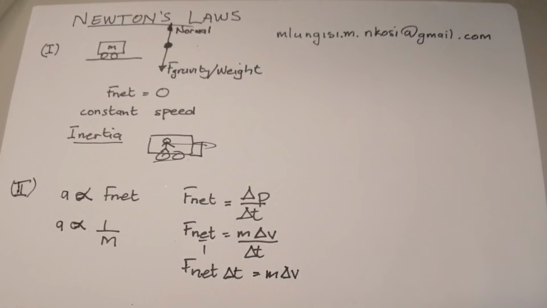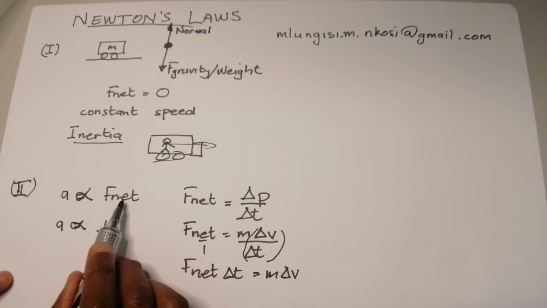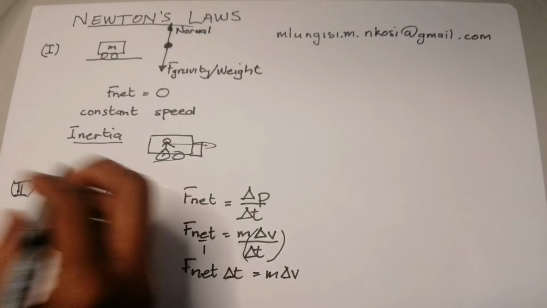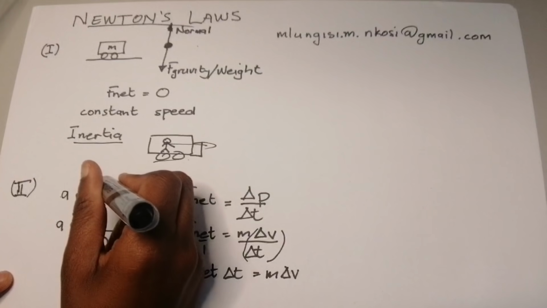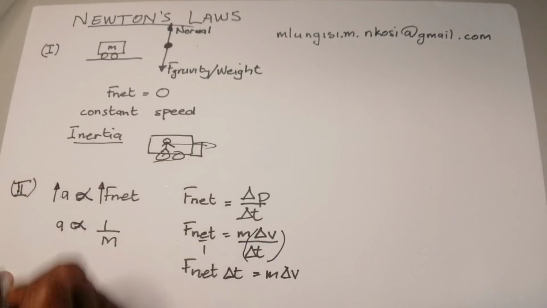Now, if you think about it, you remember that change in velocity divided by change in time? That's where we get acceleration. Acceleration is change in velocity over change in time. That's why F net will be equal to ma. Now, in this case, we say that acceleration is directly proportional to the net force, meaning the greater the net force, the greater the acceleration.